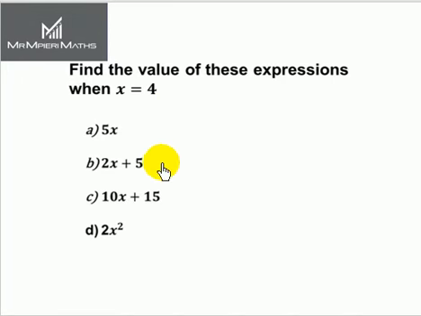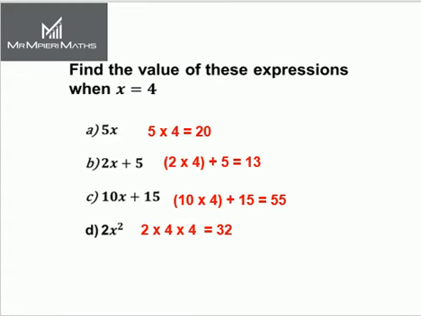Okay, do remember that 5x is the same as 5 times x. So if x is 4, it's going to be 5 times 4, so that's going to be 20. If x is 4, it's going to be 2 times 4. You do that one first, which is 8, and then you add 5 afterwards. Now, let's look at the whole questions in detail. So x is 4 here, 5x is 5 times 4, and that will give you 20.